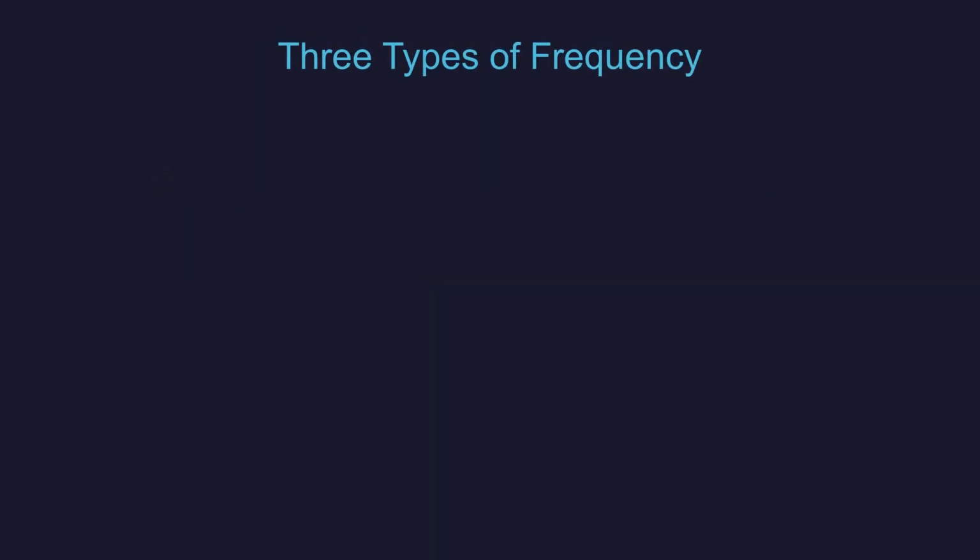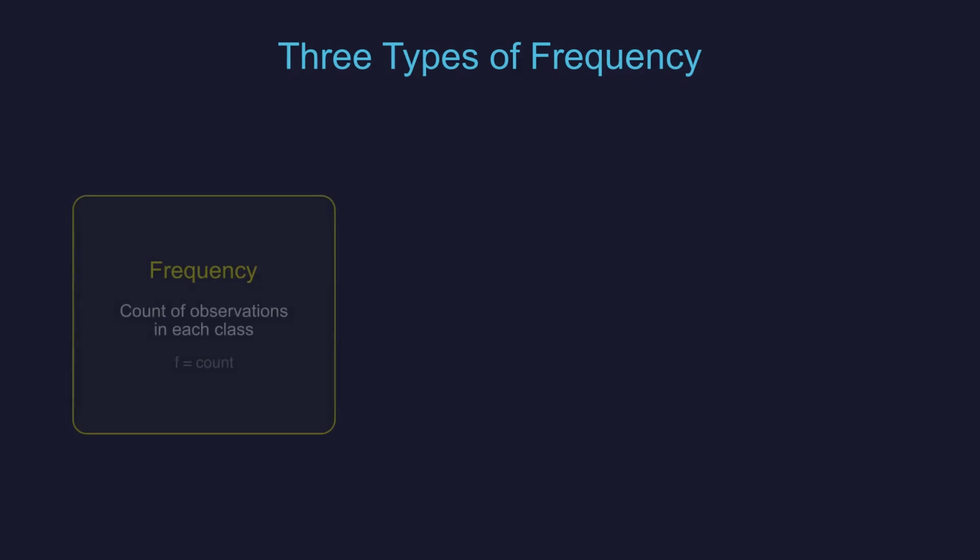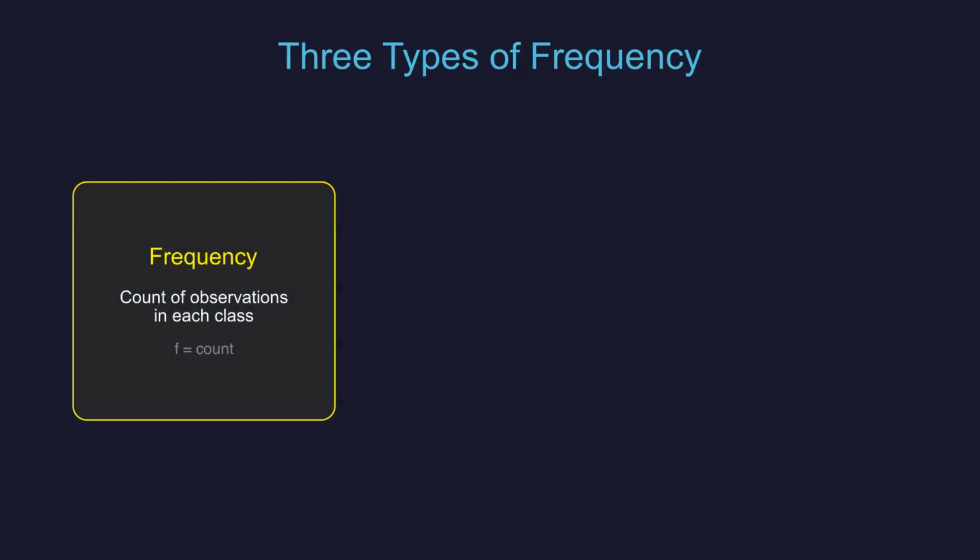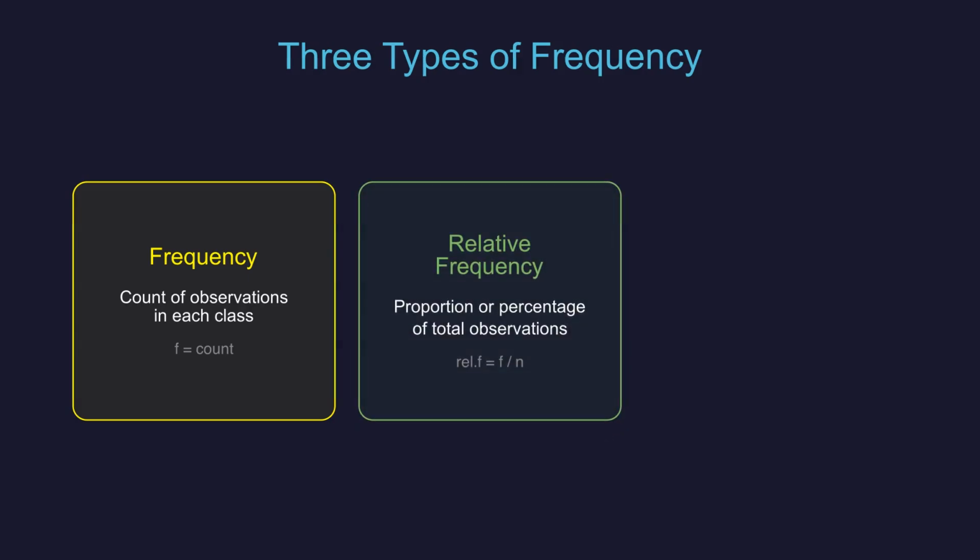Let's formally define the 3 types of frequency. Frequency is simply the count of observations in each class interval. How many data points fall in that range? Relative frequency is the proportion or percentage of the total observations. Divide the count by n to get it.